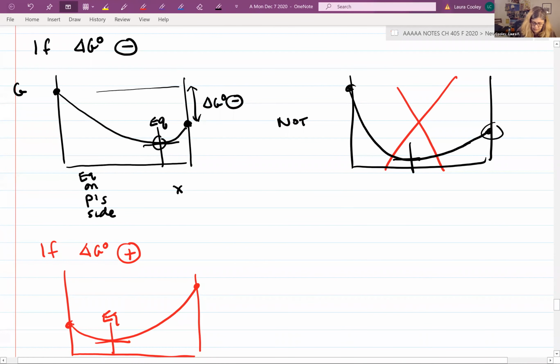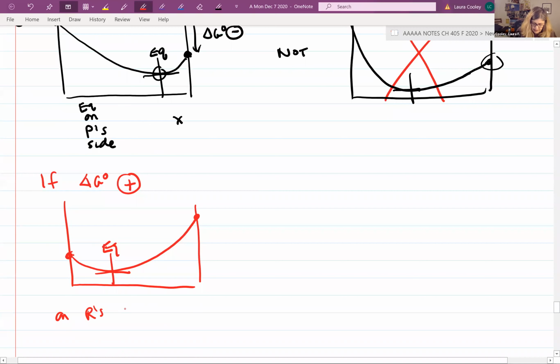Equilibrium is going to be on the reactant side. Now, how far over it is on one side or another depends on how negative and how positive it is. And I'm not going to get real sticklerish about that, because what's going on with extent of reaction is actually more complicated than I have alluded to, and I don't want to get into that.